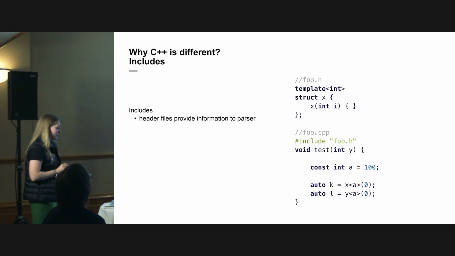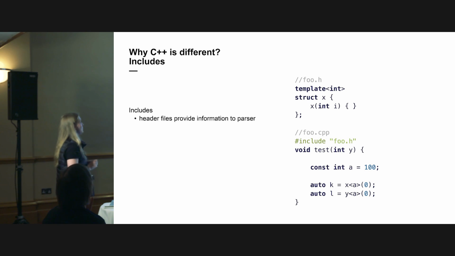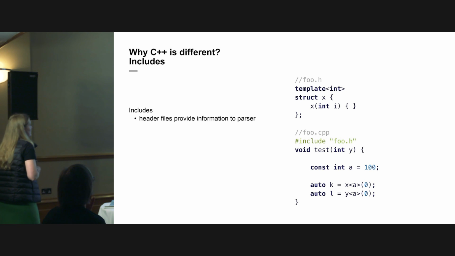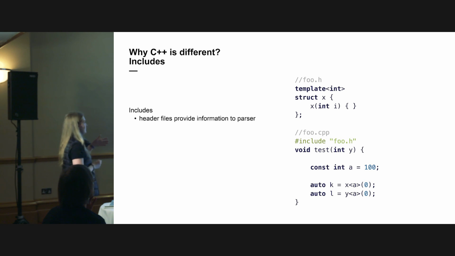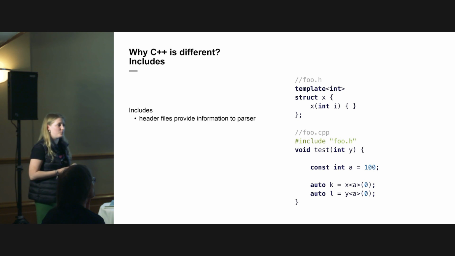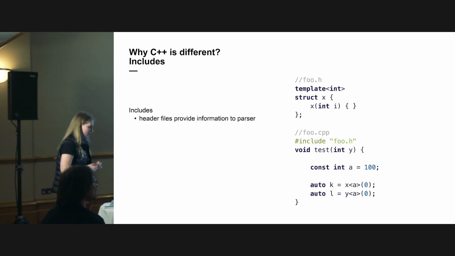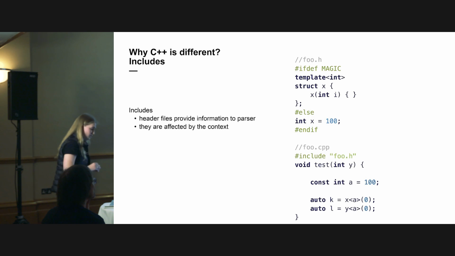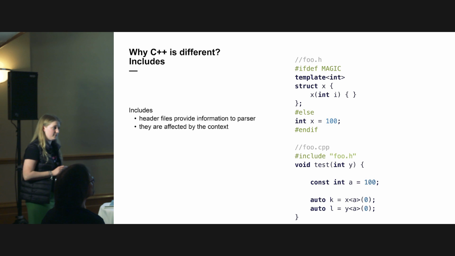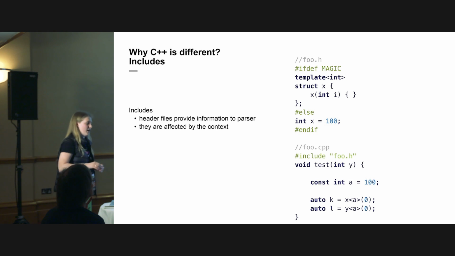Because first of all, the header file provides information to the parser. If I just took my example from the very beginning and put this template, the foo.h header file, and just had everything in my CPP file and tried to parse it to understand the difference between the last two lines, I actually have to parse the header file. It could be affected by the context, and that's the worst thing that could actually happen here.